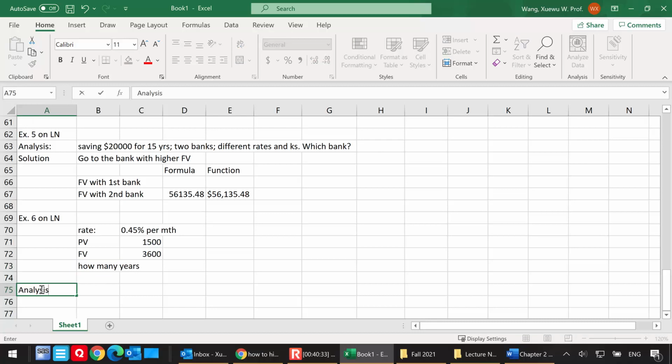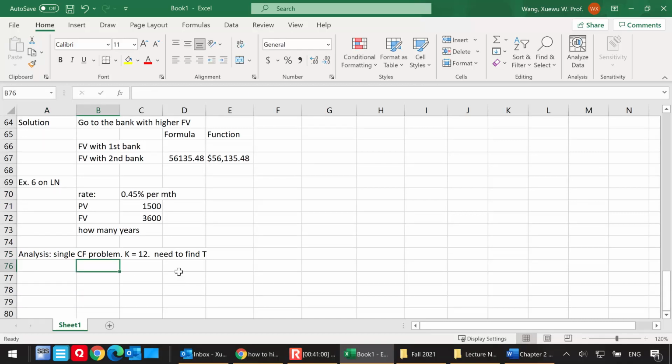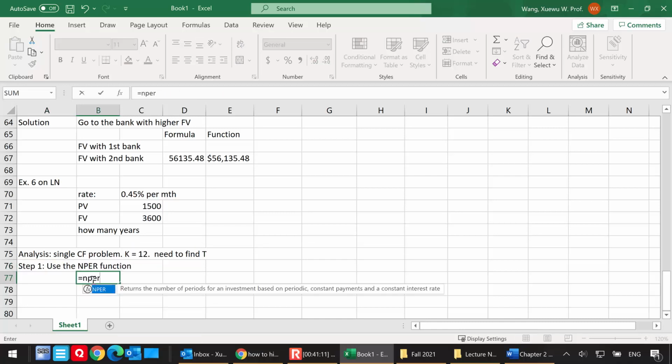All right, so the analysis here is, well, first of all, it's a single cash flow problem. Okay, as we said, there is only one deposit. And secondly, the compounding frequency is monthly because the question says your rate is actually 0.45% per month. Okay, and so I'm trying to find the t here. Well, the t here is actually in years. Okay, how many years? So step number one, I'm going to use the NPER function here. Okay, so let's go ahead and play with the NPER function here.